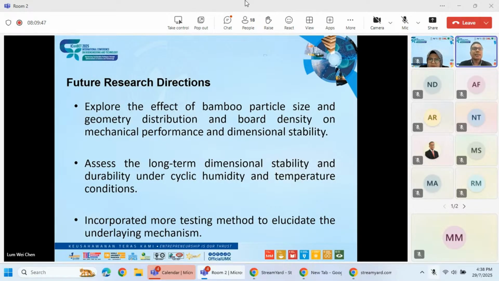How does the carboxyl group from the citric acid bond with the OH group of the starch and also the OH group of the lignocellulosic substrate? How does it bond to the cellulose surface or to the hemicellulose and lignin surface of the wood? So we can incorporate other methods in order to determine the underlying mechanism.